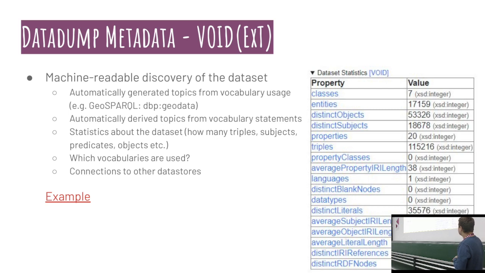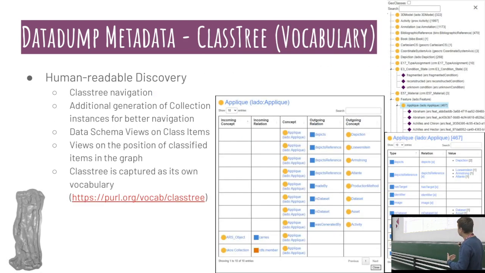And also, you will find that it will create a void file, if you're familiar with that. Void is a vocabulary that provides statistics on your graph. And it will also try to guess what data is in your graph, depending on the vocabulary in your graph. For example, if you have geometry data in your graph, it will assign a topic to this void file that will say, oh, there's geospatial data in there.